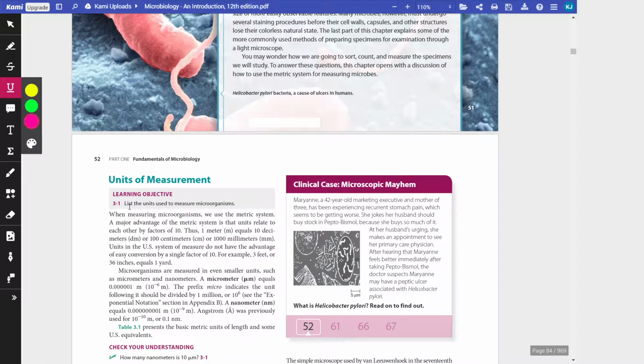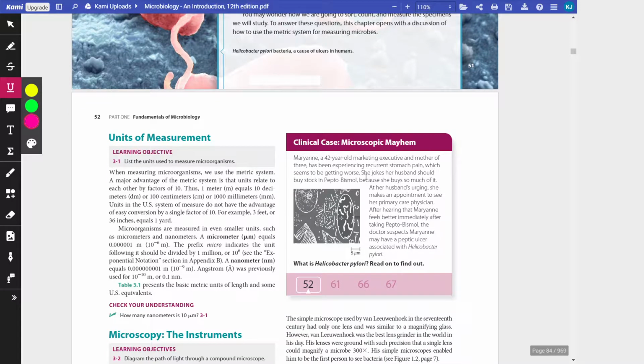Learning objectives is a bit of a summary of what you're most likely to learn in the chapter, and you have a little bit of clinical case studies that are most likely important because it helps you visualize and use the material you're learning, so it's actually kind of helpful to read these things. And it looks like the clinical case for this chapter is going to be on microscopic mayhem. So it looks like a bit of bacterial disease might be occurring here.